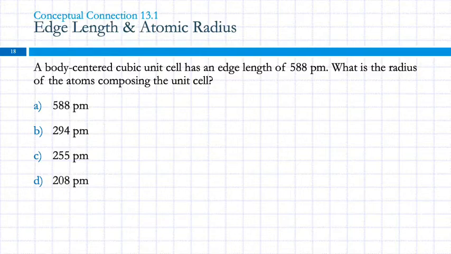Okay, a body-centered cubic unit cell has an edge length of 588 picometers. What's the radius of the atoms composing the unit cell? And this is a conceptual question, so we're not supposed to have to do a calculation here.